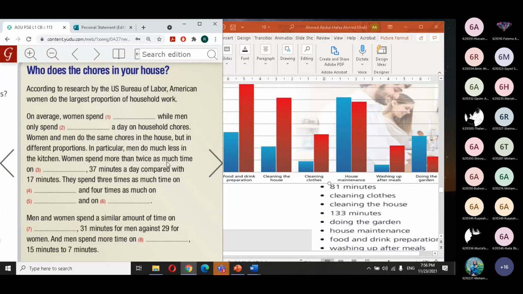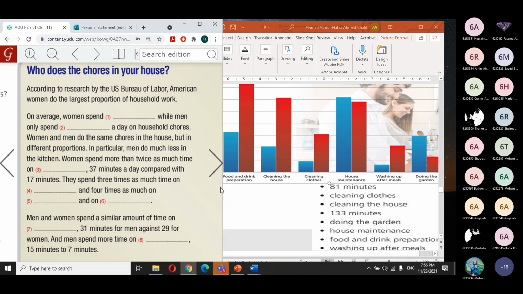Okay. Look what we want to do here. This is a paragraph describing this chart. As you can see, we have 8 spaces in the paragraph. Here are the words and the phrases. They are 8. These are the 8 phrases we are going to use to complete this paragraph.